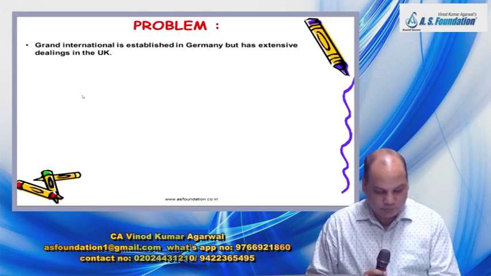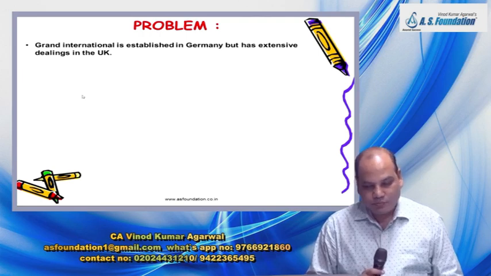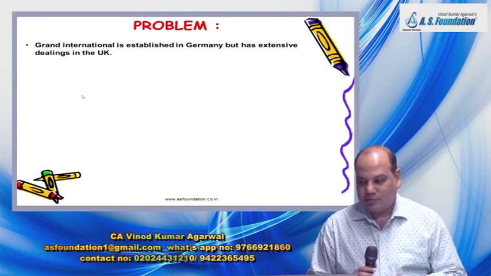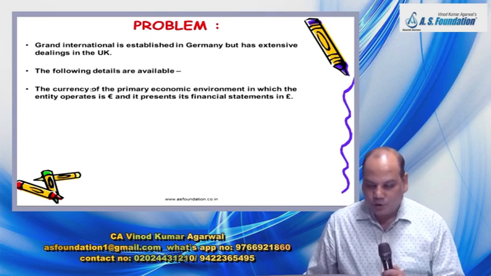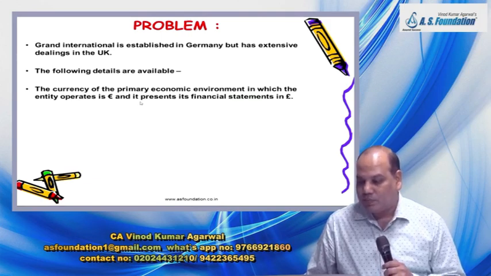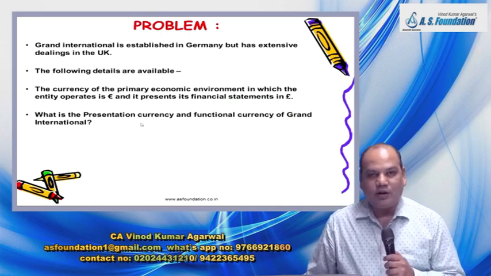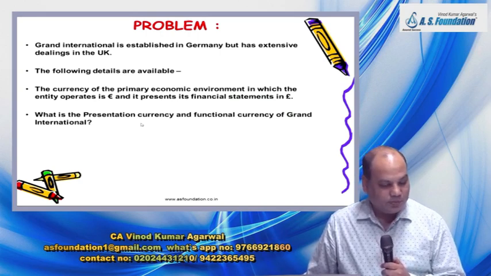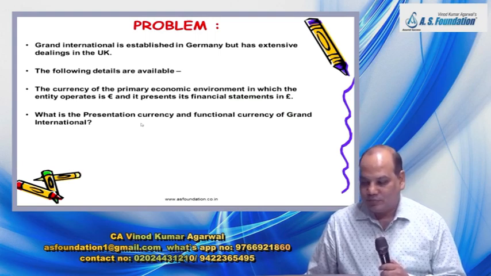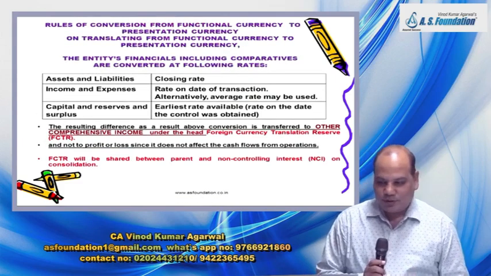Grand International, is this question there? Question number 22. Grand International is established in Germany but has extensive dealings in UK. The following details are available. Currency of the primary economic environment in which the entity operated is euro, and it presents its financial statement in pound. What is the presentation currency and functional currency of Grand International? Fill in the blanks. Presentation currency: pound. Functional currency: euro. 10 marks. I hope they ask such questions. Okay.